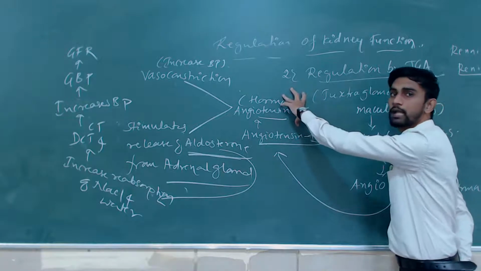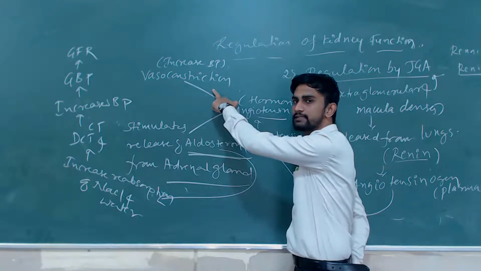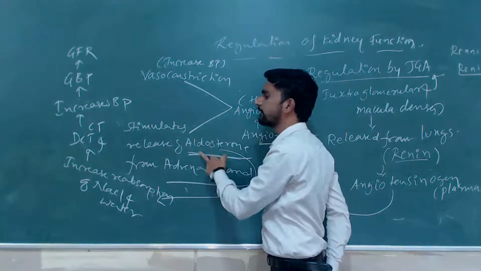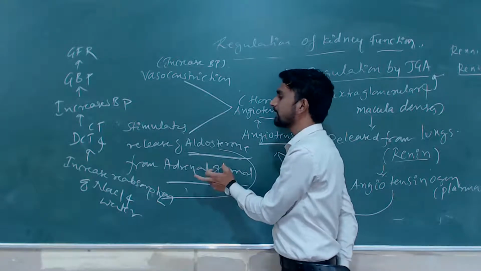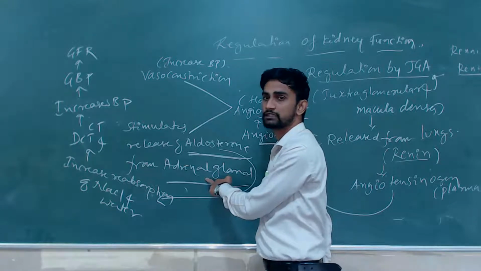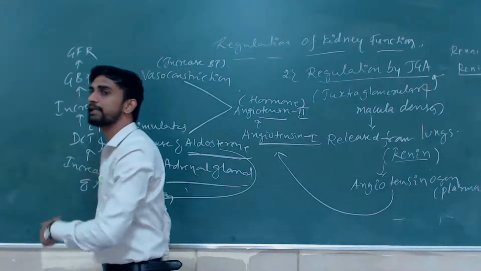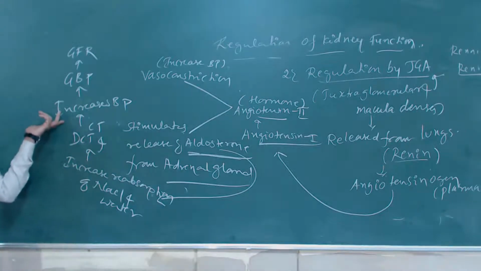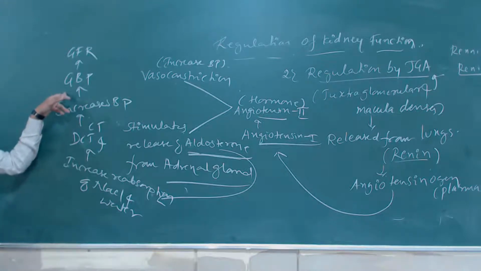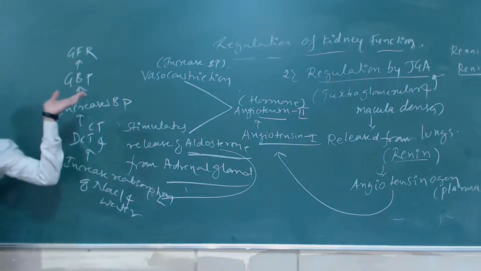This angiotensin 2 now acts as a hormone. By increasing vasoconstriction, it slowly increases BP. Along with that, it stimulates the release of aldosterone from the adrenal cortex. If this hormone level increases in our bloodstream, reaching the kidney tubules, what is aldosterone's role? Increase sodium reabsorption in the kidney tubules, especially in the DCT as well as the collecting duct, and thereby it slowly increases BP. BP increases means glomerular blood pressure also increases. If glomerular blood pressure increases, GFR will also come back.